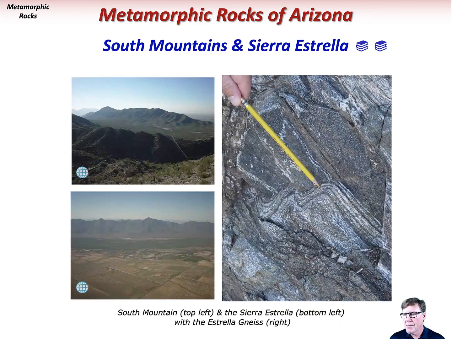Also in the Phoenix area, metamorphic rocks are exposed in the South Mountains and Sierra Estrella Mountains. Here we see the Estrella gneiss with some small folds, and that's exposed at South Mountain. The image at top left there is of the western end of South Mountain, and at bottom left is a view to the southwest across the Gila River Valley towards the Sierra Estrella. Let's check out the South Mountain Sierra Estrella area.